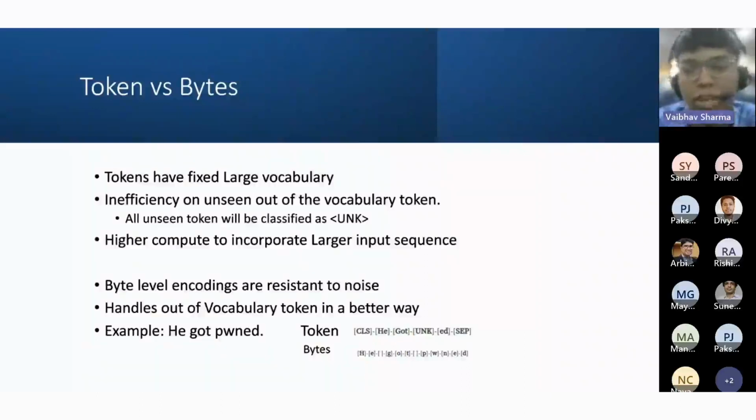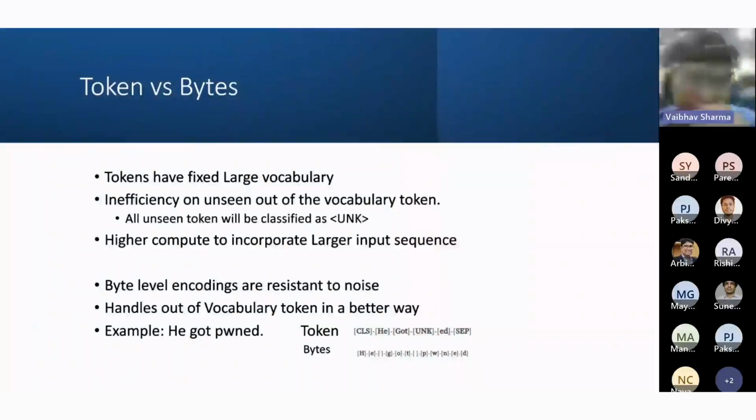Let's say we give input of some new word, like the example given at the bottom, a new word pwned, PWNED. It's a new word, or a misspelled word. The tokenizer will not understand what it is, and it will classify the first part, PWN, as an unknown token. There can be a set of tokens which were not trained using this tokenizer, and all of these will be considered unknown tokens. There's no difference between all those unknown tokens, and hence the learning of the model can be affected. There will also be higher compute to incorporate these large input sequences for tokenizing.